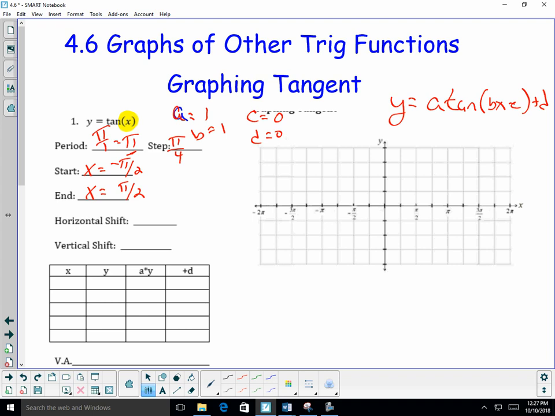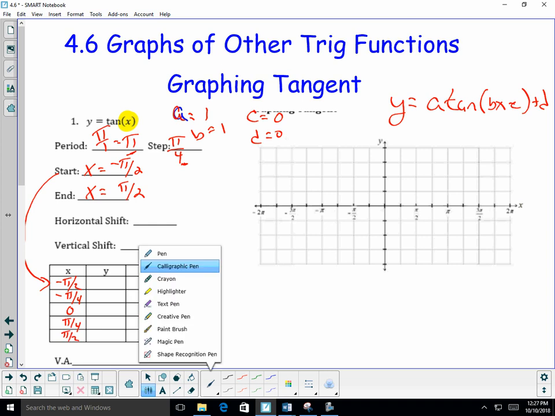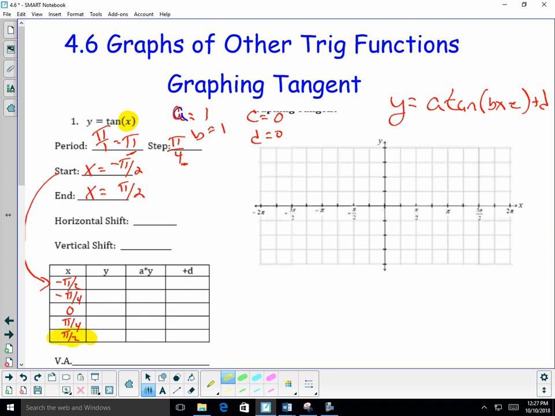When I go down here to complete my table, I just said that I'm starting at negative pi over 2, so that's what I'm putting in here, negative pi over 2. This tells me to go up by pi over 4. So this is negative pi over 2, so the next one will be negative pi over 4, 0, positive pi over 4, and pi over 2. And I'm happy because this matches this, and that's what I was expecting, and that's a great way to double check that you know what's going on.